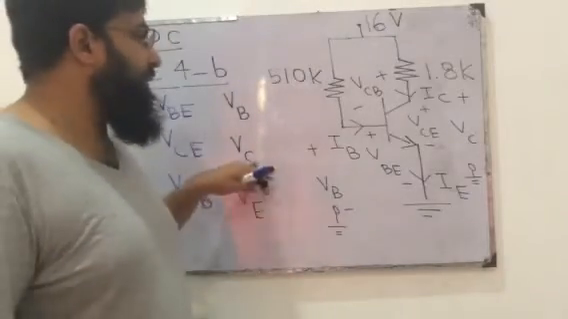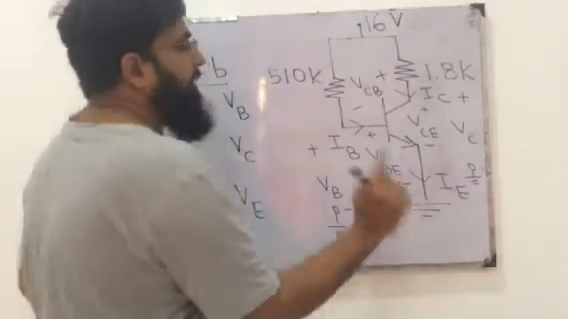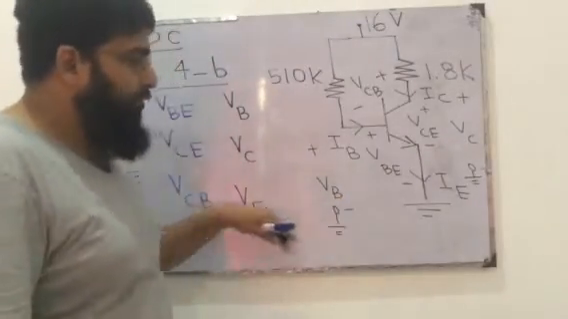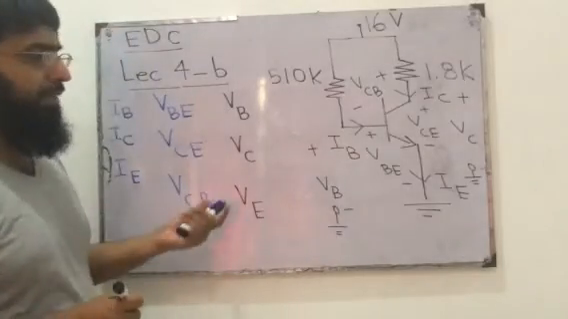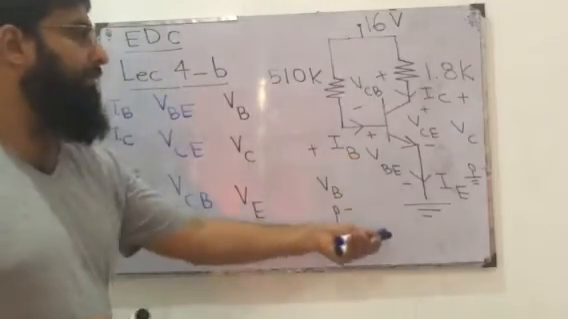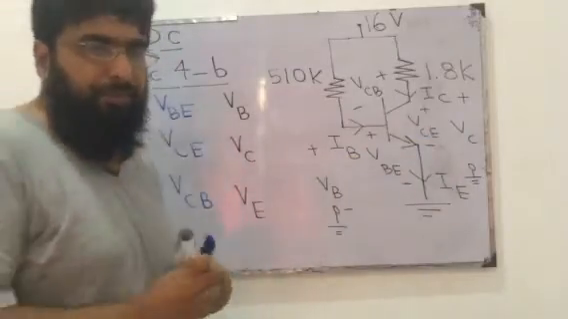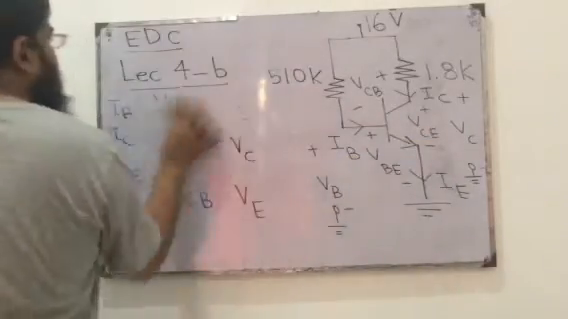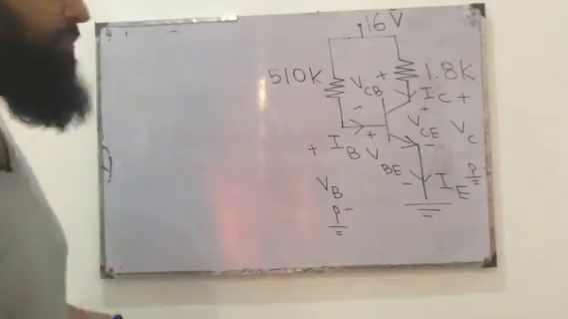VE is the voltage between the emitter terminal and the ground. Fortunately or unfortunately, in this circuit we have the emitter connected to ground directly. So VC is the same as VCE, and VE is 0. So let's find out these currents and voltages.